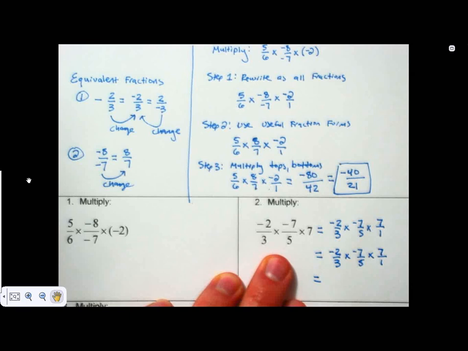And then the last step is, since we now have everything in useful form, we're just going to multiply our tops and multiply our bottoms. So negative 2 times negative 7 is 14. 14 times 7 is 98. And on the bottom, 3 times 5 is 15. Times 1 is still 15. And that fraction is not reducible. So that's as far as we can go.